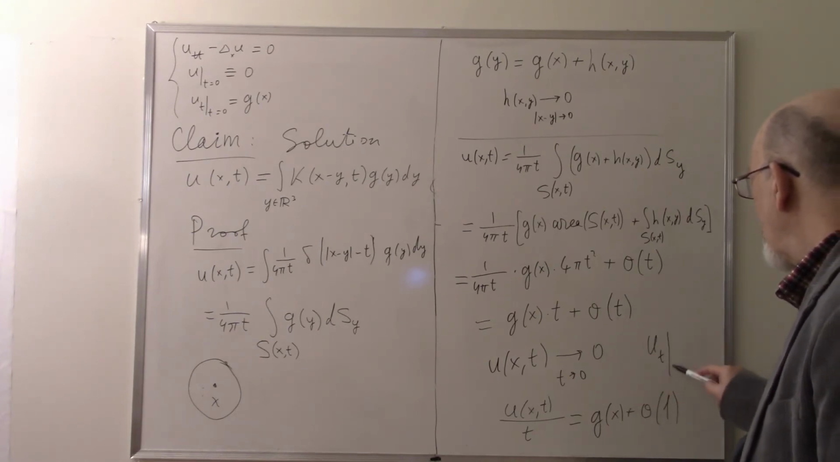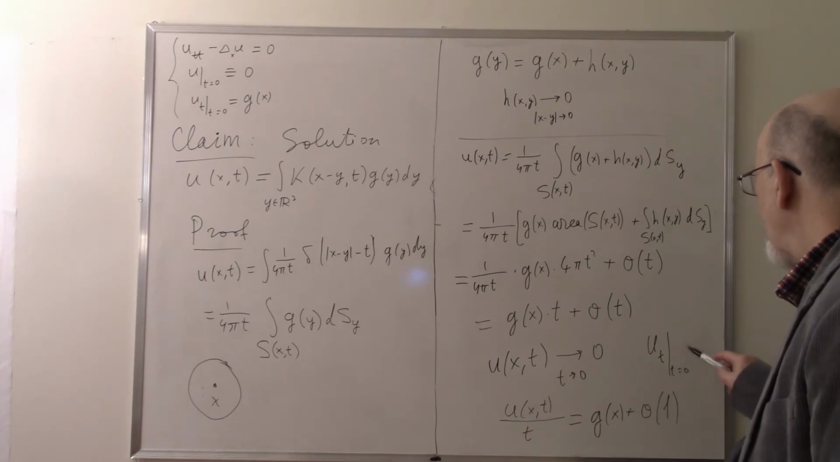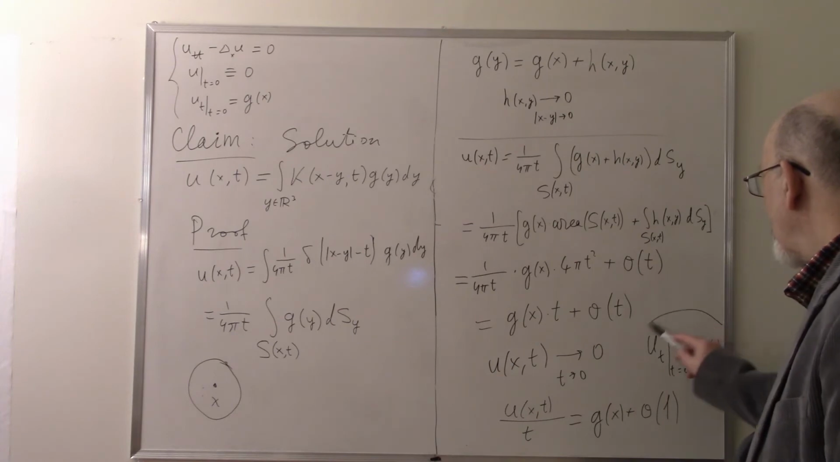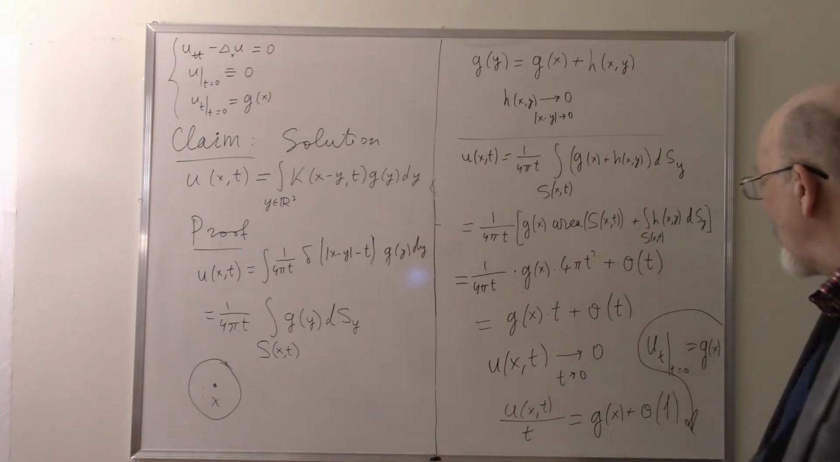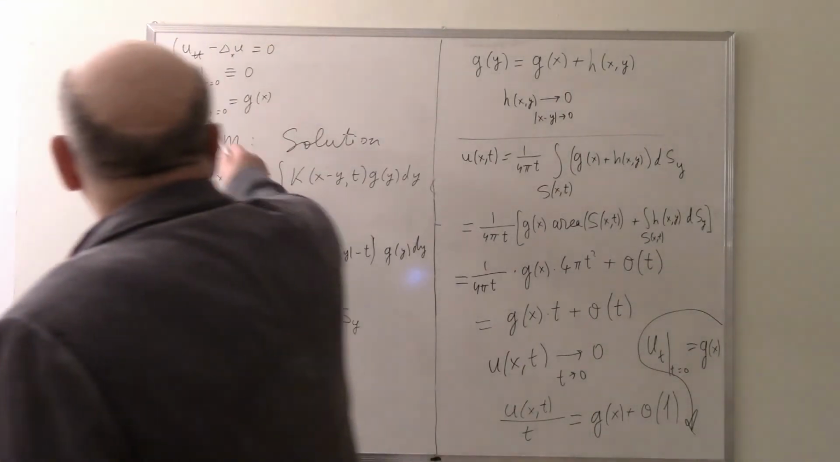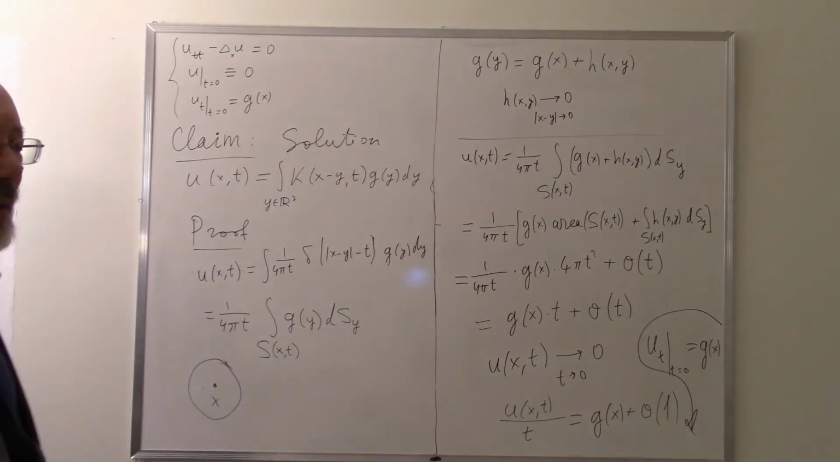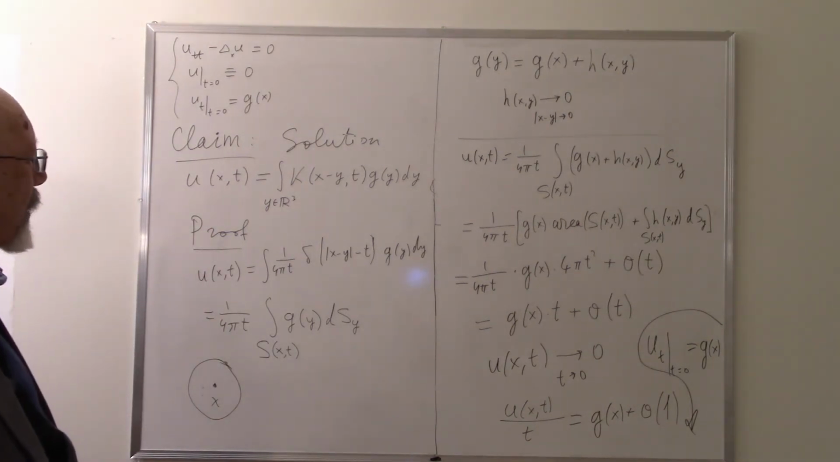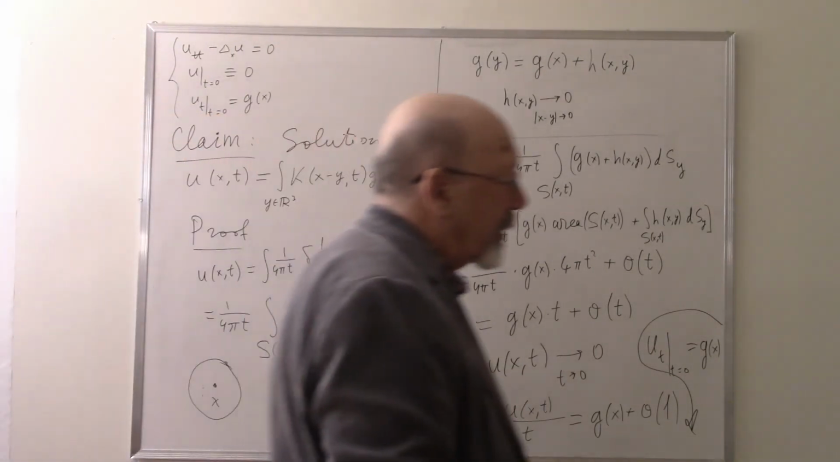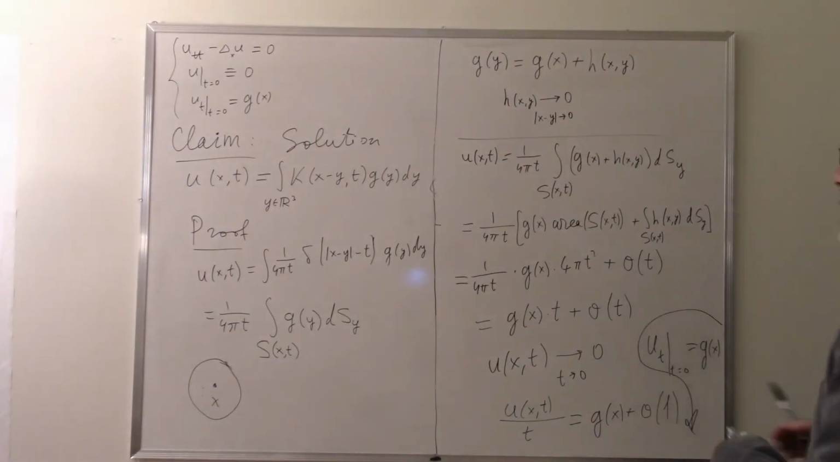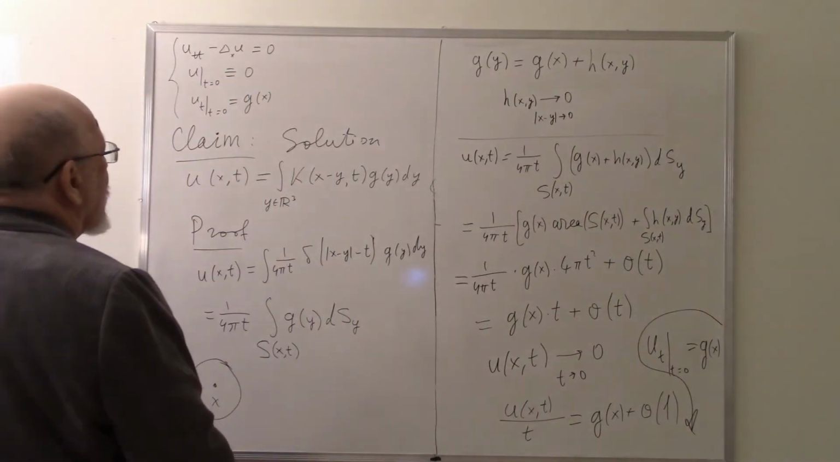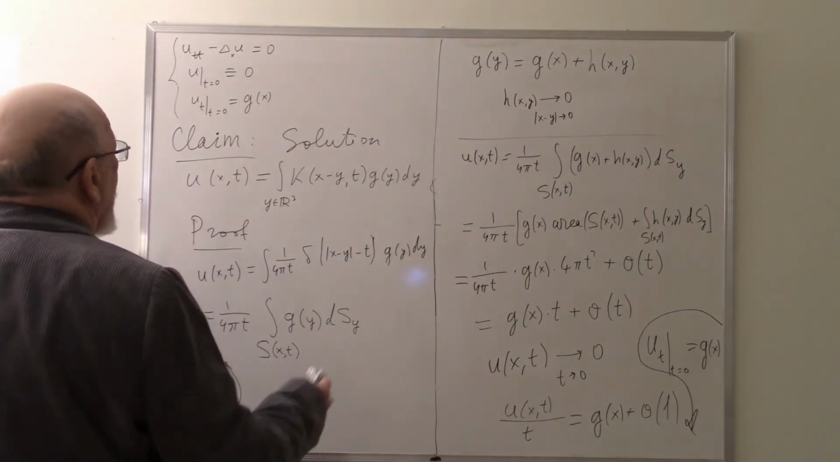Ut for t equals 0 equals g of x. So the second initial condition is also satisfied. So this means that we found the solution. So again, the solution has the following form.